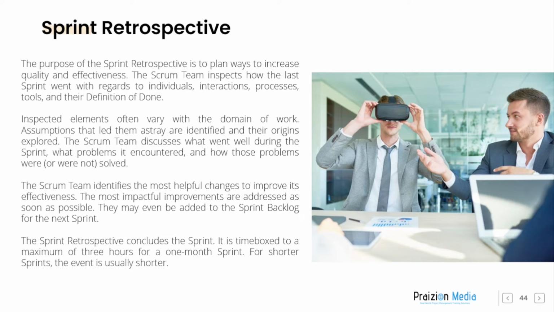The most impactful improvements are addressed as soon as possible. They may even be added to the sprint backlog for the next sprint. The sprint retrospective concludes the sprint. It is time-boxed to a maximum of 3 hours for a 1-month sprint. For shorter sprints, the event is usually shorter.